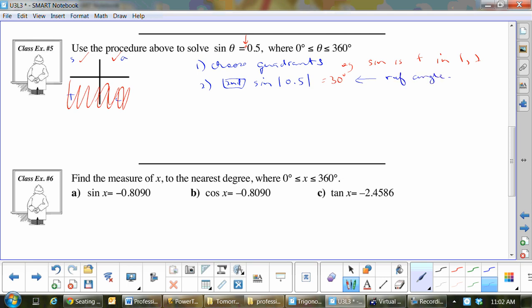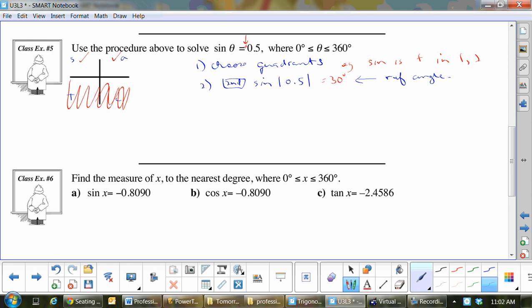Now, your calculator will only ever give you the reference angle. And what is the reference angle? Acute angle to the x-axis. Good. So it has to be an acute angle to the x-axis. Many of you were like, please don't ask me. You have to know what a reference angle is, you guys. So we just found the reference angle is 30 degrees.